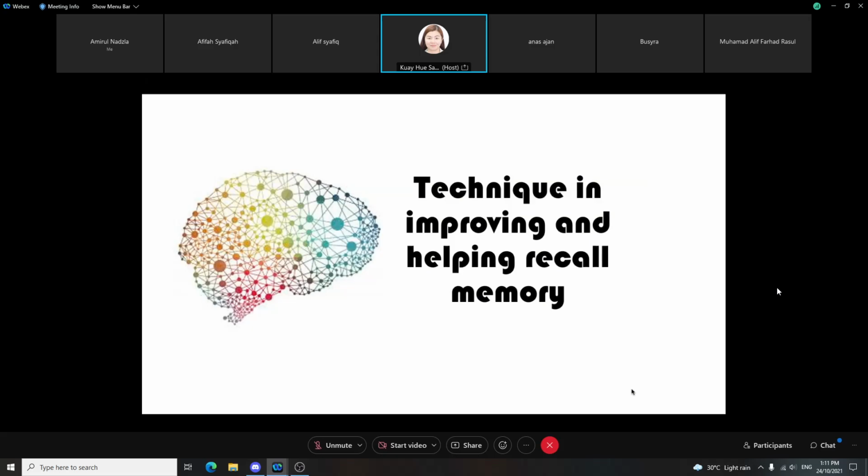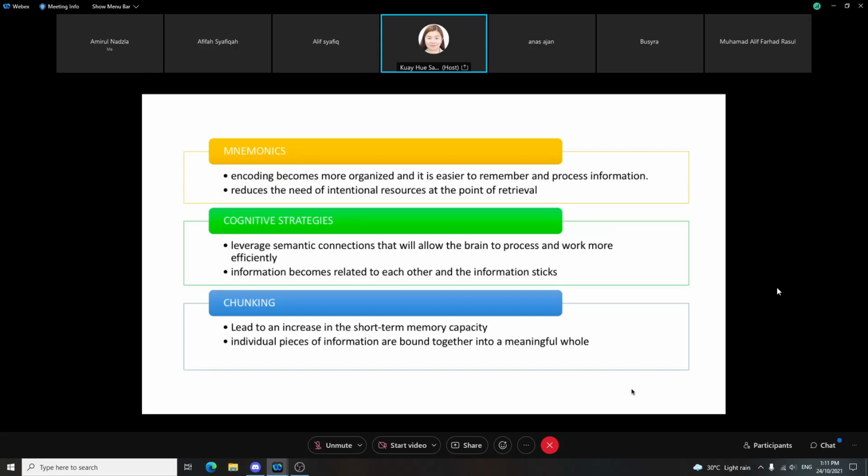Okay. And what are the techniques to improve your memory and recall whatever you remember? One method is using mnemonics, as I've mentioned a few times just now. Encoding becomes more organized and it is easier to remember and process information. It reduces the need for you to intentionally search for resources at the point of retrieval of the item or piece of information. Cognitive strategies, on the other hand, leverage semantic connections that allow the brain to process and work more efficiently. Information becomes related to each other and the information sticks, and chunking leads to an increase in short-term memory capacity. Individual pieces of information are bound together into a meaningful whole.